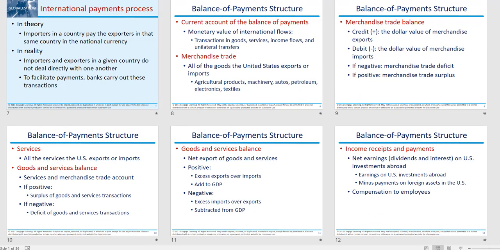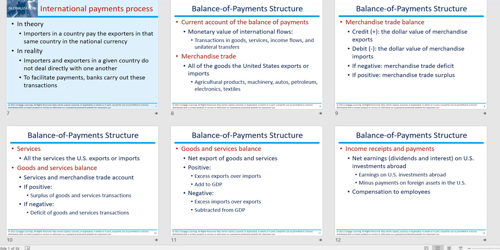The balance of payments captures the monetary value of these international transactions: transactions in goods, in services, income flows, and unilateral transfers. Transfers that are done without receiving anything in return. Think about, for example, a foreign citizen working in the United States sending money back to his family in another country. Or think about a US citizen working abroad sending back money to the US for his family.